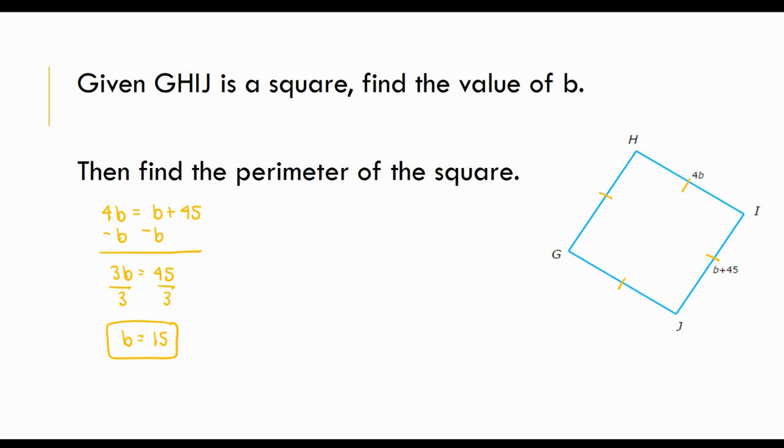Well, to find the perimeter means that I want to add up all the sides. The nice thing about this is that all the sides are congruent. So I can substitute b into any of the two expressions that are given. So if I plug it into the 4b, we're taking 4 times 15, which is going to give us 60. So that means that every side is 60. So the perimeter is us adding 60 four different times, or a faster way would be us taking 60 and multiplying by 4. So it looks like the perimeter is 240.